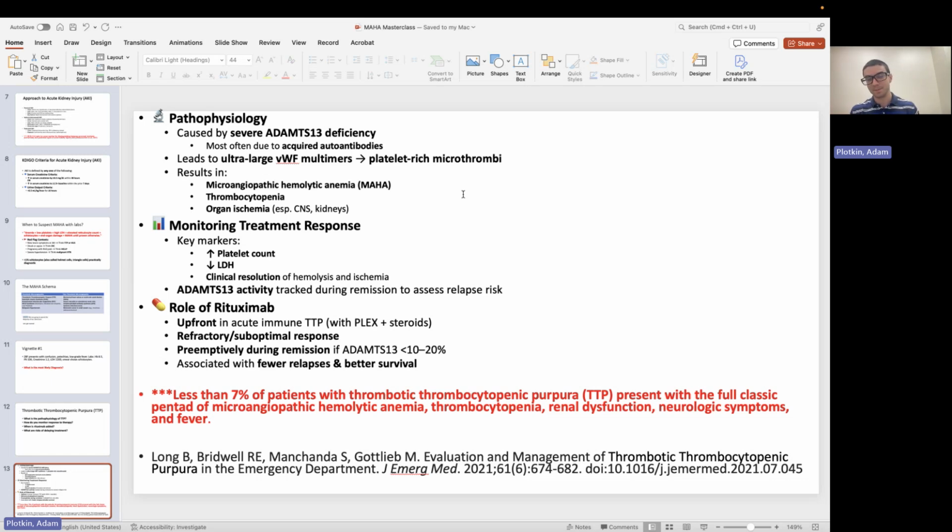It's very similar, but different to DIC. It's not quite a full-on consumptive coagulopathy. It is in the sense of platelets, right? We're going to use all of my platelets because they get overactivated by the von Willebrand factor, and they form all these microthrombi, especially in the kidney, even more so in the small vessels in my brain, and they're going to block off blood supply, right? So that's why these patients classically have neurological symptoms.